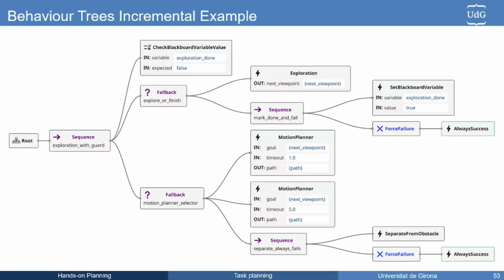Now what happens? If we are in the last point, it fails, and because it modifies this exploration done bar in the blackboard, it will never enter again. It will just check the first conditions and do nothing else. Our execution is over. However, if it fails because it has not been able to plan with 1 second or 5 seconds, it fails, but it has moved the robot. Before failing, it has moved the robot back. And the next time, because this condition is fine, it will try to find another viewpoint.